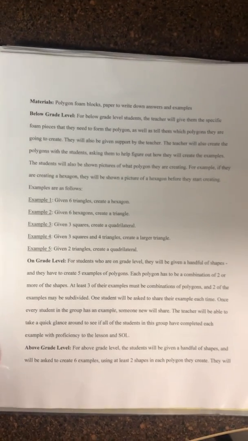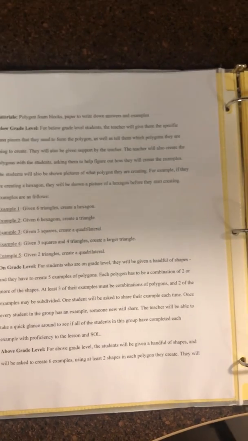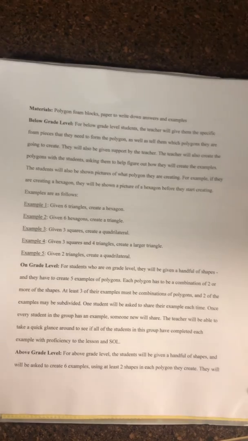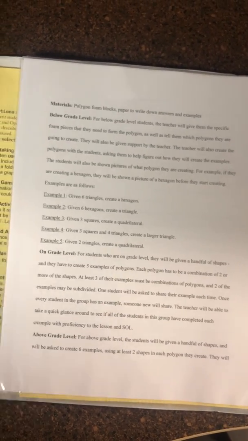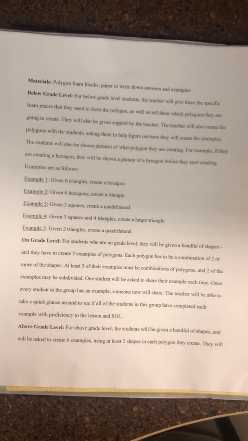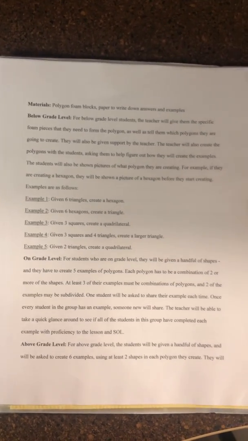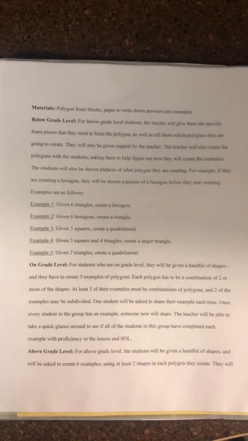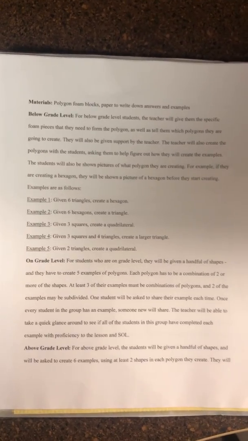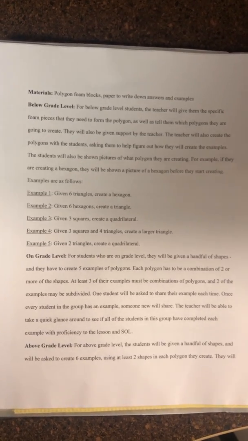For on grade level, the students who are on grade level, they'll be given a handful of shapes, not necessarily, if they need 6 triangles to create a hexagon, will they be given 6 triangles right in front of them. And they will have to create 5 examples of their own. They won't be told which ones to do. And each polygon has to be a combination of 2 or more shapes. And then out of their 5 examples, at least 3 of them need to be combinations of polygons, and the other 2 can be subdivided. And then each student will be asked to share an example at least one time.